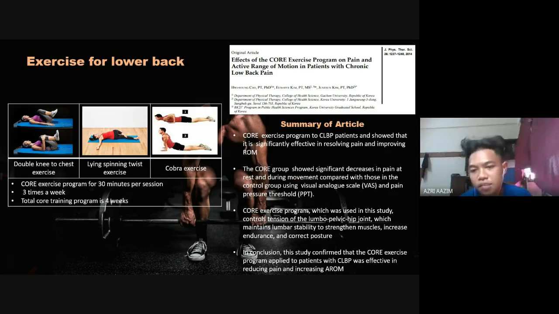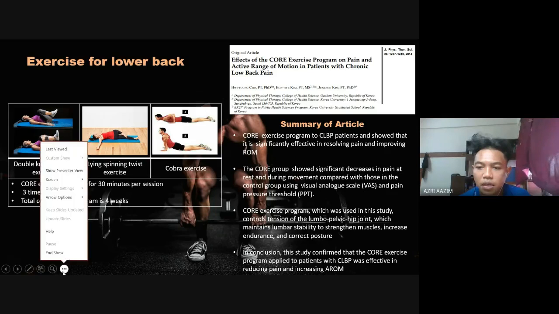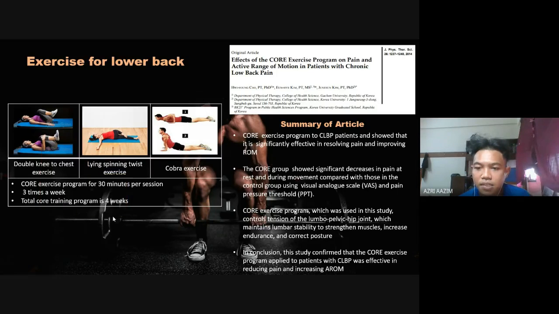So the core exercise program used in the study controls tension of the lumbar, pelvis, and hip joints, which maintains lumbar stability, strengthens the muscle, increases endurance, and corrects posture. That is also the rationale why we must do core exercise. In conclusion, this study confirmed that the core exercise program applied to patients who have chronic lower back pain was effective in reducing pain and increasing the range of motion. Next.